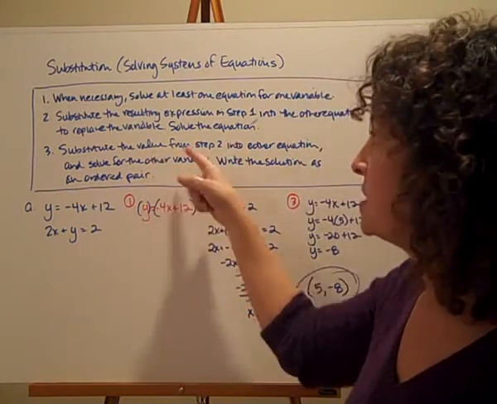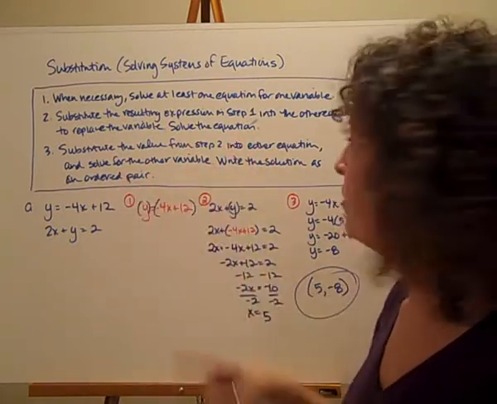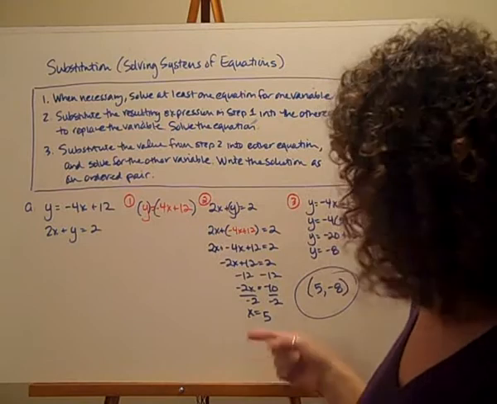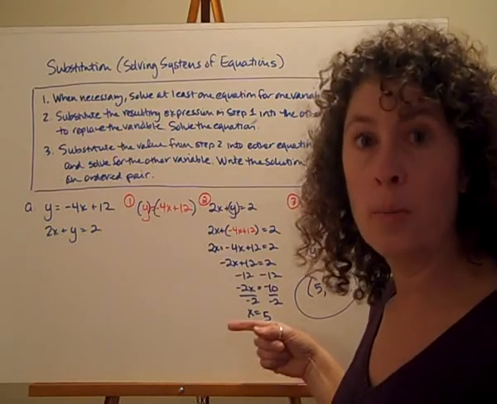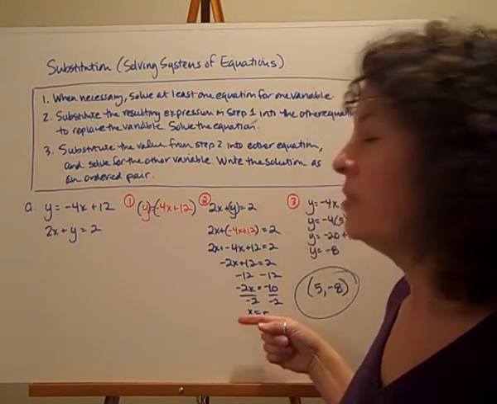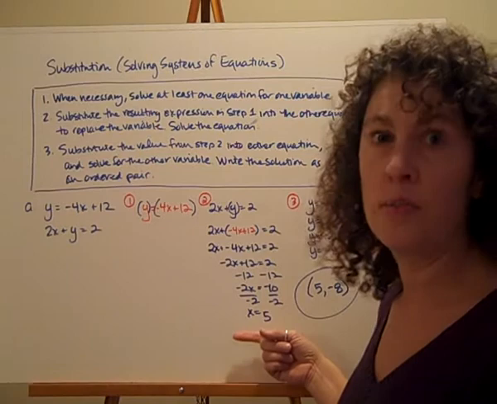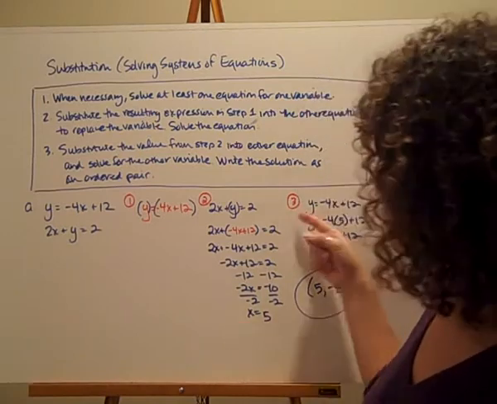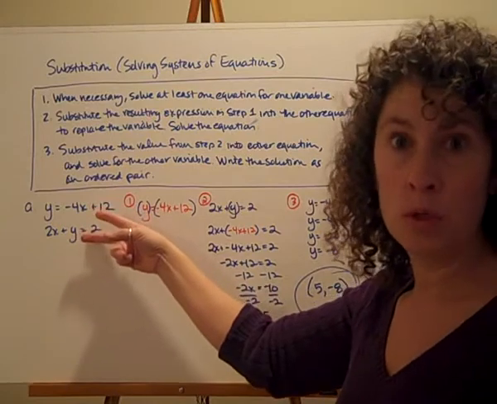My last step, we're going to substitute the value from step 2 into either equation and solve for the other variable, and write our solution as an ordered pair. So now that I figured out x is 5, remember I'm looking for an x and a y, a point on that graph, an ordered pair that makes this system of equations true. I have x is 5, but I don't have my y value yet. So my third step is to go back to either equation. Feel free to use whichever one looks the friendliest.